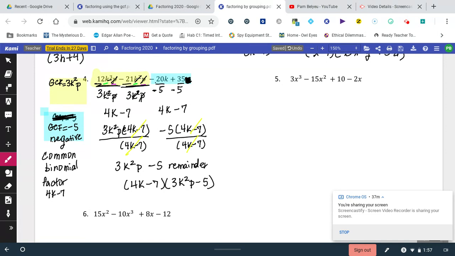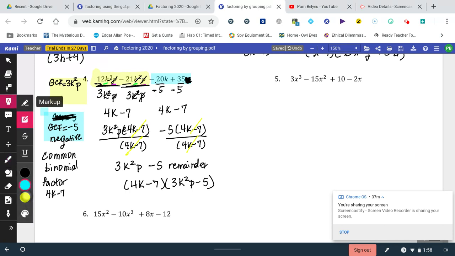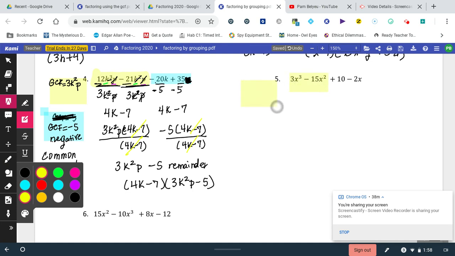Okay. All right, I'll do one more of these. Let's see. I'll do number 5. Okay. Yellow block, blue block.